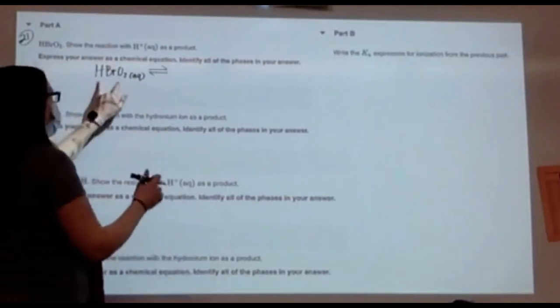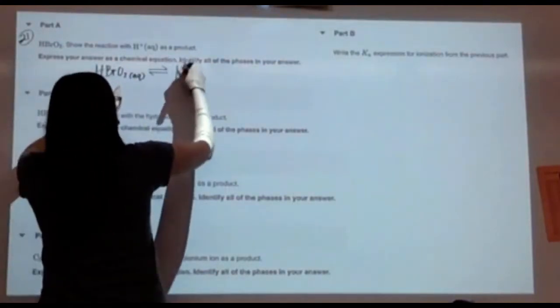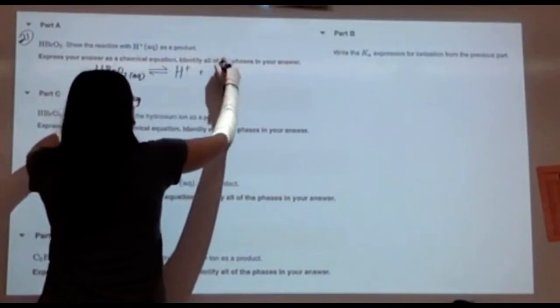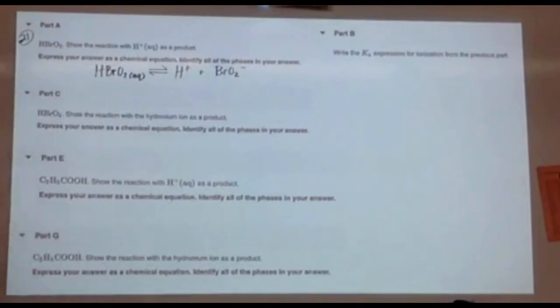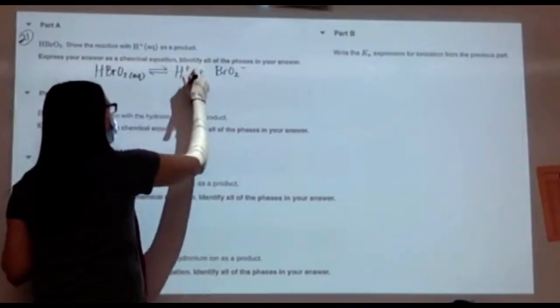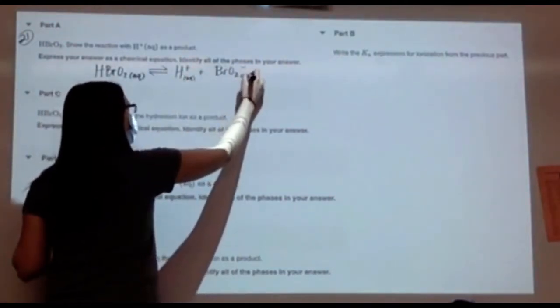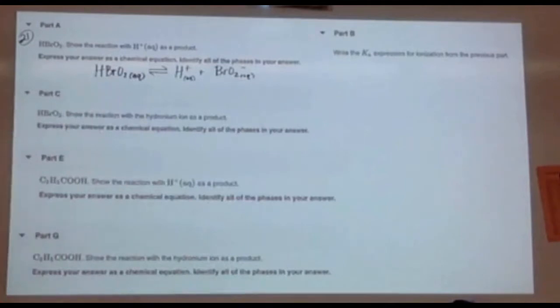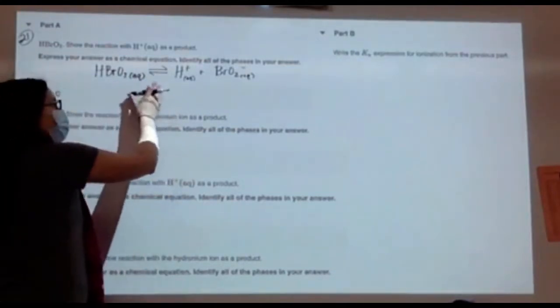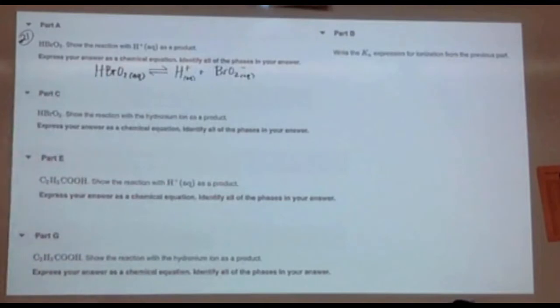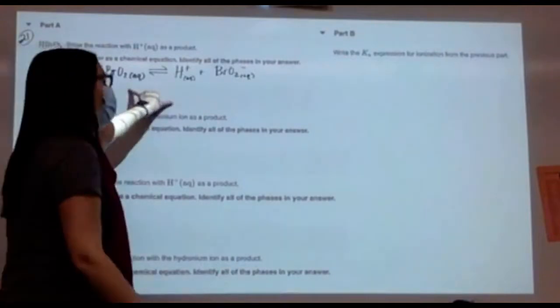We're showing the ionization of this weak acid. So the ionization, we're going to break this weak acid up into its ions: H plus and BrO2 minus. Ions are always aqueous because ions come from an aqueous solution. So the ionization of this weak acid with H plus as a product, we have the weak acid at equilibrium with the ions. And then part B says write the Ka expression for the ionization of this weak acid.